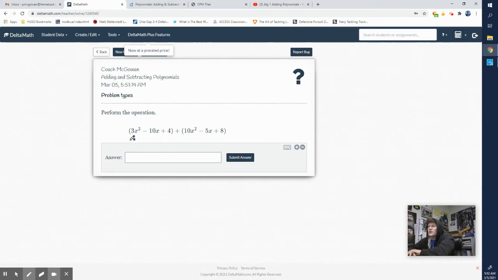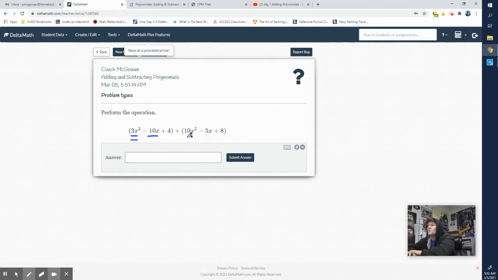What I like to do is underline each term by its degree, by its exponent. So x squared gets 2 underlines. Exponent of 2, 2 underlines. Negative 10x has an invisible 1 exponent, so I underline it once. And then constants, they get nothing because they don't have variables.